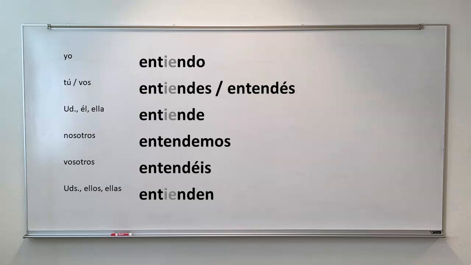Okay, so here we have all of our forms of the stem changing verb entender. Notice that the stem change happens in the yo, tú, usted, él, ella, and ustedes, ellos, and ellas forms. Nosotros and vosotros do not have the stem change, as well as the vos, the Argentinian, entendés. Okay, so there are all our forms.